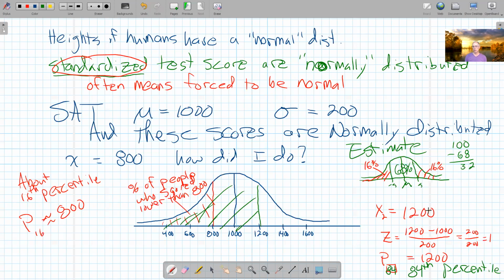So I would tell the person that got the 1200, hey, that's pretty good. You should check to see what kind of scholarships that would give you. The person that got the 800, I would say, it's not horrible, but it's not great. 84% of people did better than you. I think you should study some more and try taking the SAT again, because I bet most colleges are hoping you're above 50%.